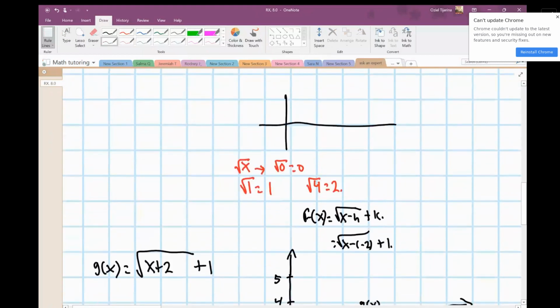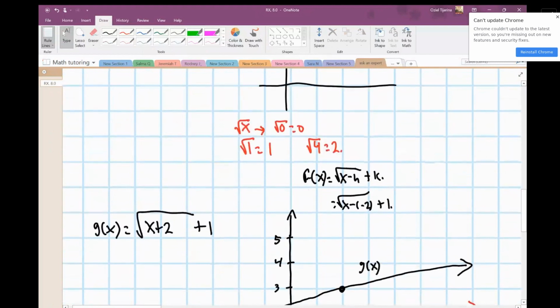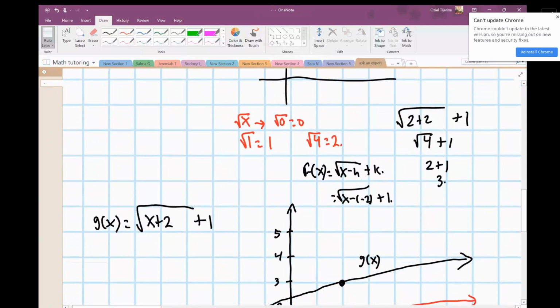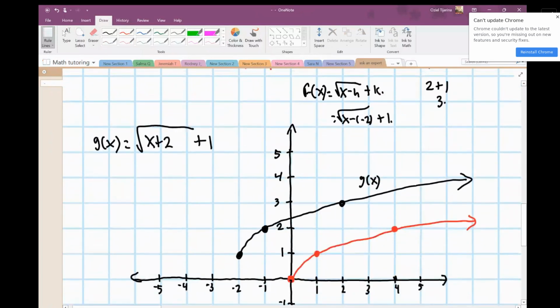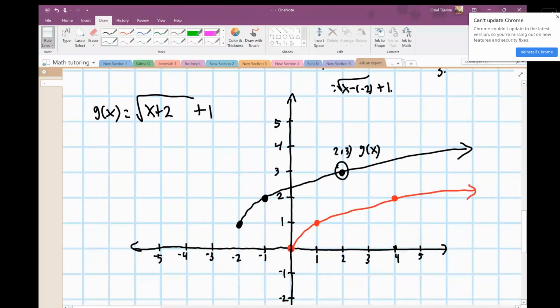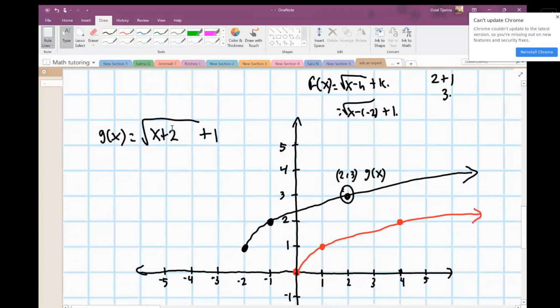Now, you can do it that way, or you can do a table of values. When you do a table of values, you can plug in a number. So you can say, for example, the square root of 2 plus 2 plus 1. There's the square root of 4 plus 1, which is 2 plus 1, which is 3. So when x equals 2, y equals 3, which is right here. You really want to make sure that you can fit it in the square roots. That's the main idea.